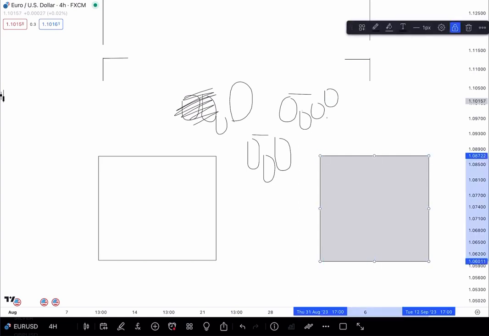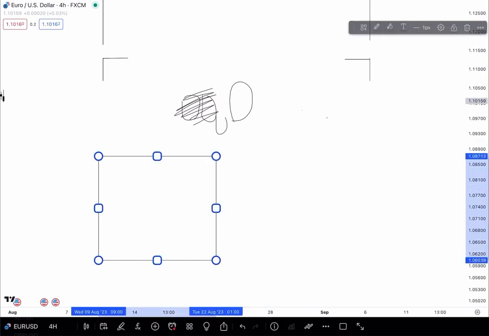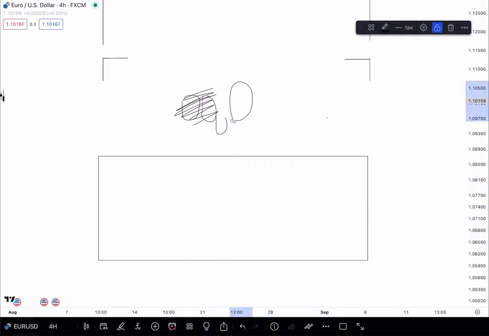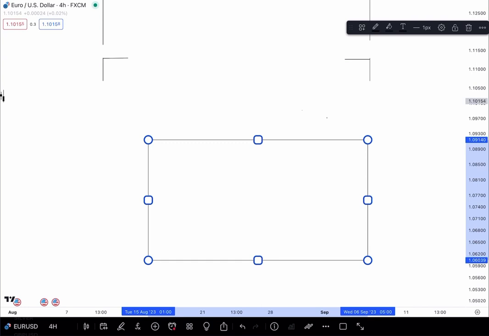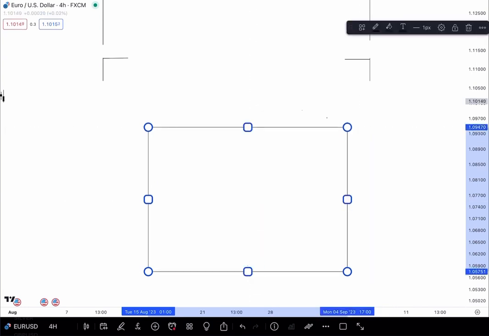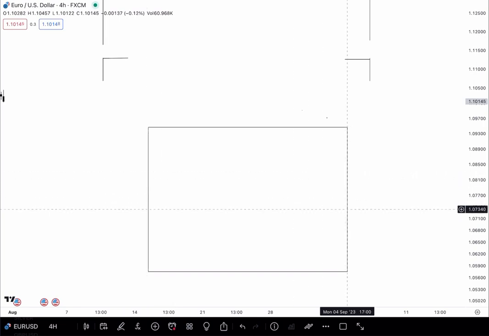Now, let's dissect the OLHC or OHLC. We have two fixed values, and we have two moving variable, continuously changing values. Right? So the open is fixed, and the close is fixed. What varies is the high and the low. Right?